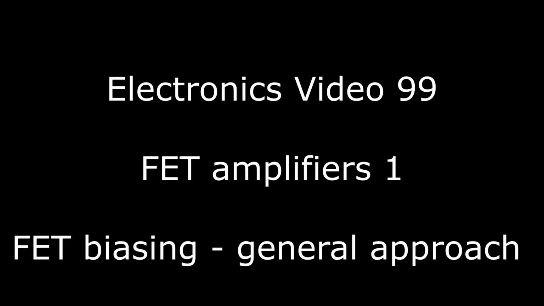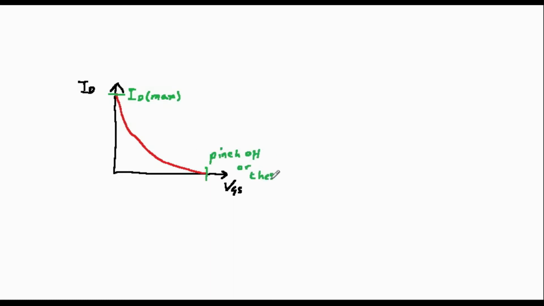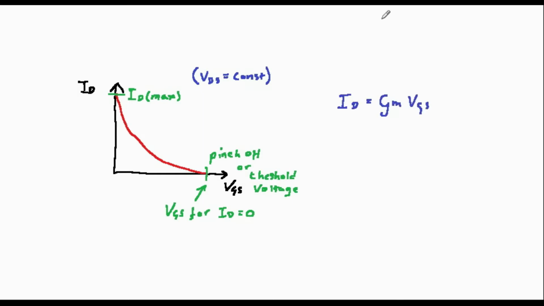You might remember that back in video 95, I told you that there were lots of different FET types with slightly different characteristics and that we couldn't reasonably cover them all. In this video, I'm going to give a general approach to FET amplifier bias design which you can apply to any type, and also have a look at some characteristics in a bit more detail.